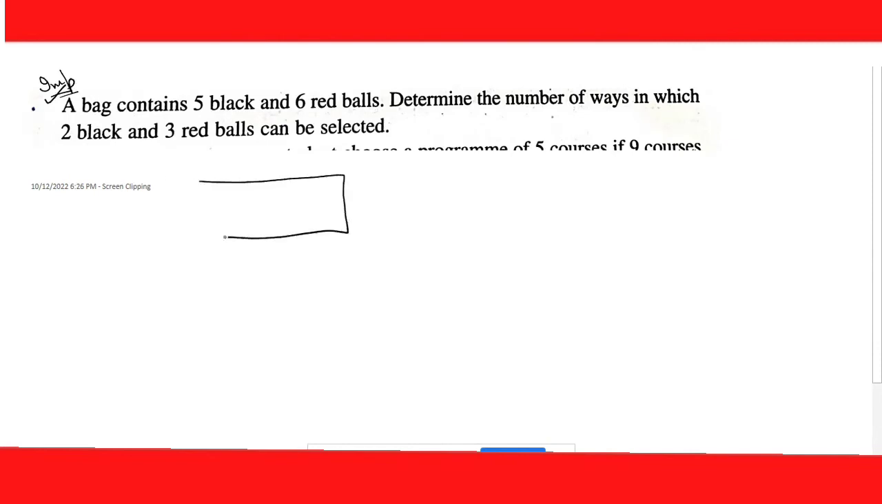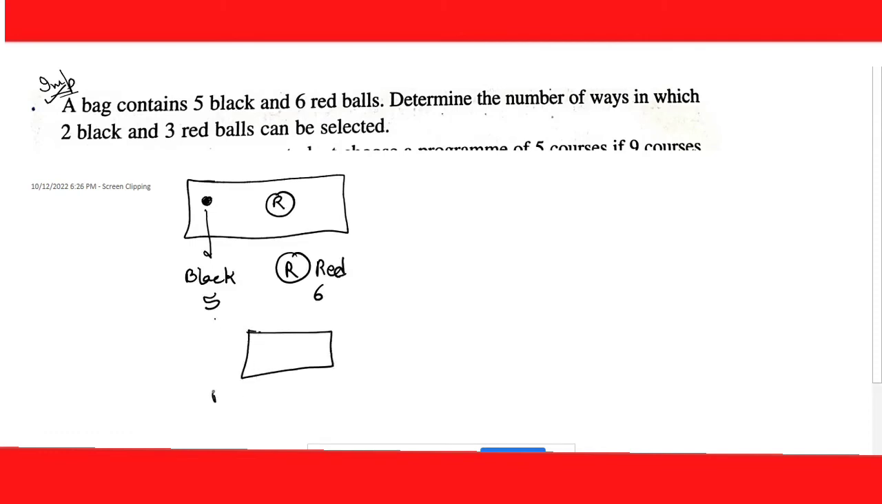There is one bag only. There are two types of balls: black and red. Black balls are five in number, and red balls are six in number. Now we have to make a combination in another bucket in which we choose only two black balls and three reds. So these are the N and these are the R. From here we get 5C2 into 6C3. Clear?